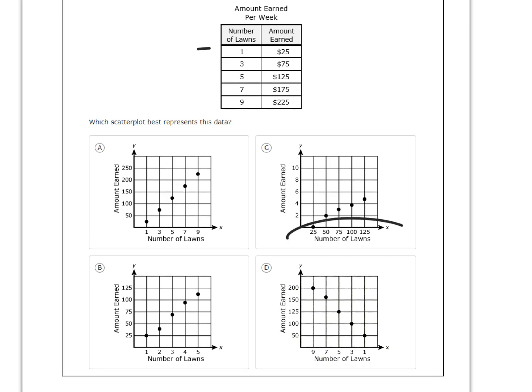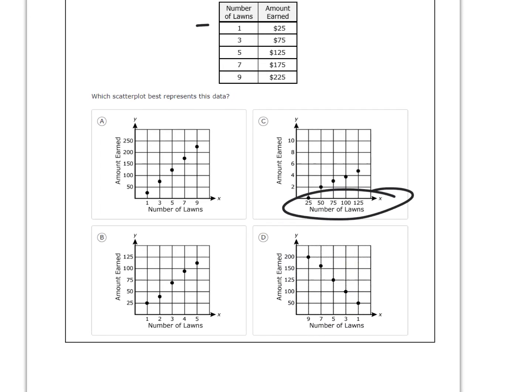And right off the bat, number of lawns is messed up here and here. So we don't even need to look at these two because we don't count down in the bottom, right? We don't count down whenever we're dealing with numbers. So that one's not right. Number of lawns is not 25, 50. That's a massive amount of lawns for almost no money. So that one doesn't make sense at all. So we're left between the two of these. And we can see 125 is a check for both of them, right?